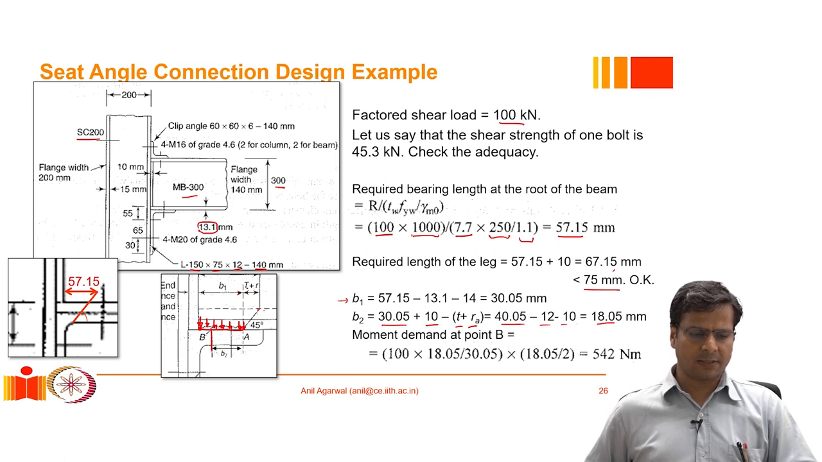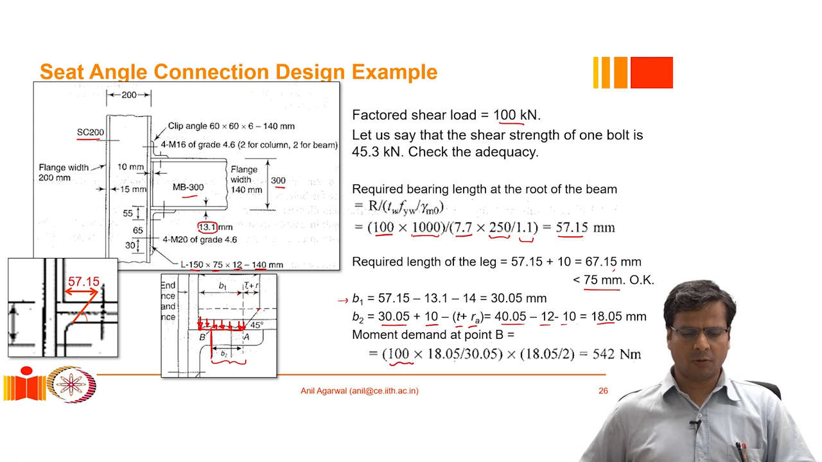And this is my critical section. That's where I need to worry about how much force is getting transferred, right? Now, for us to calculate the moment demand here, we obviously know that the entire force is not getting transferred on this side of this interface or this critical section. Some of the force is getting transferred directly to the vertical leg through this side. So we need not consider that. We need not consider this part.